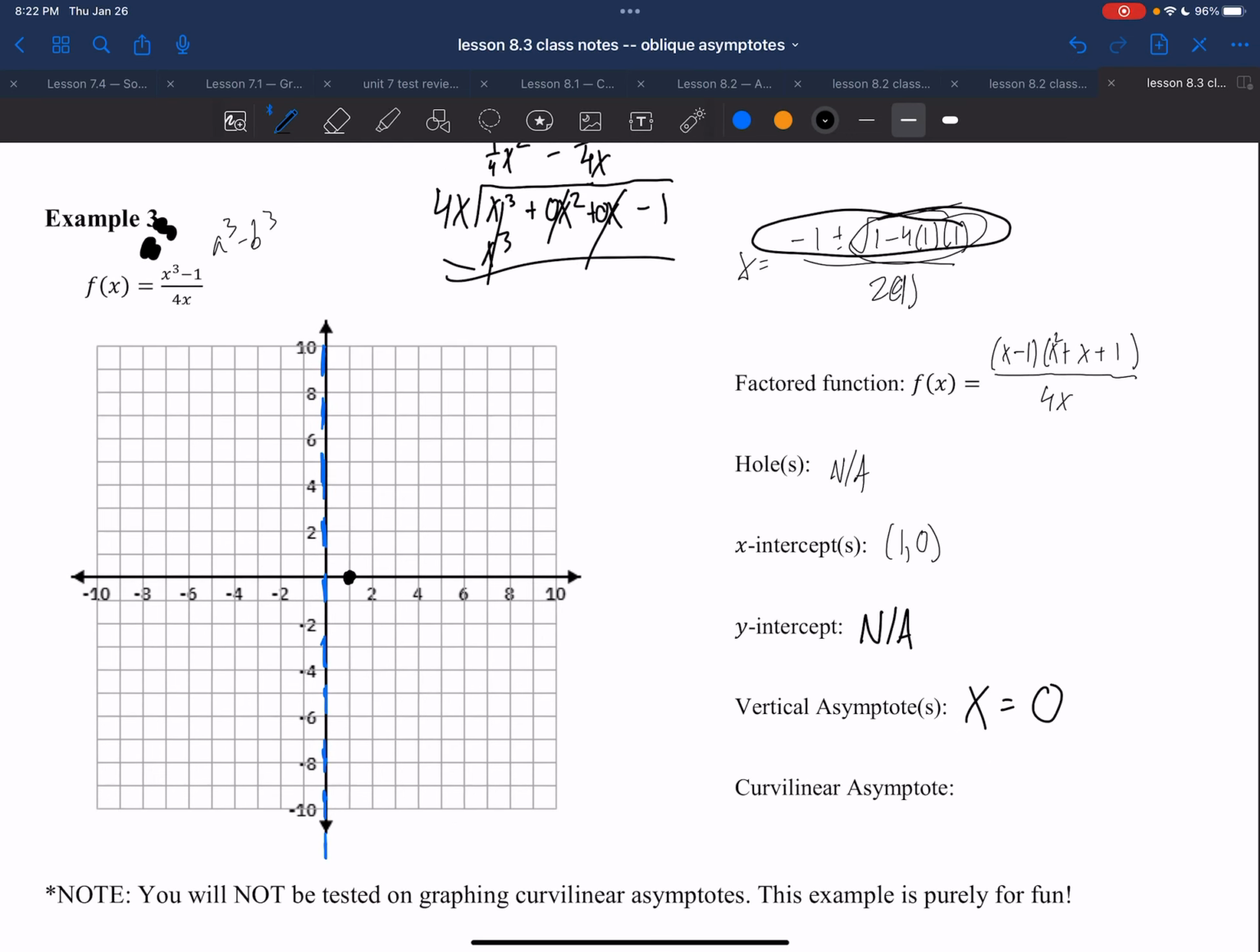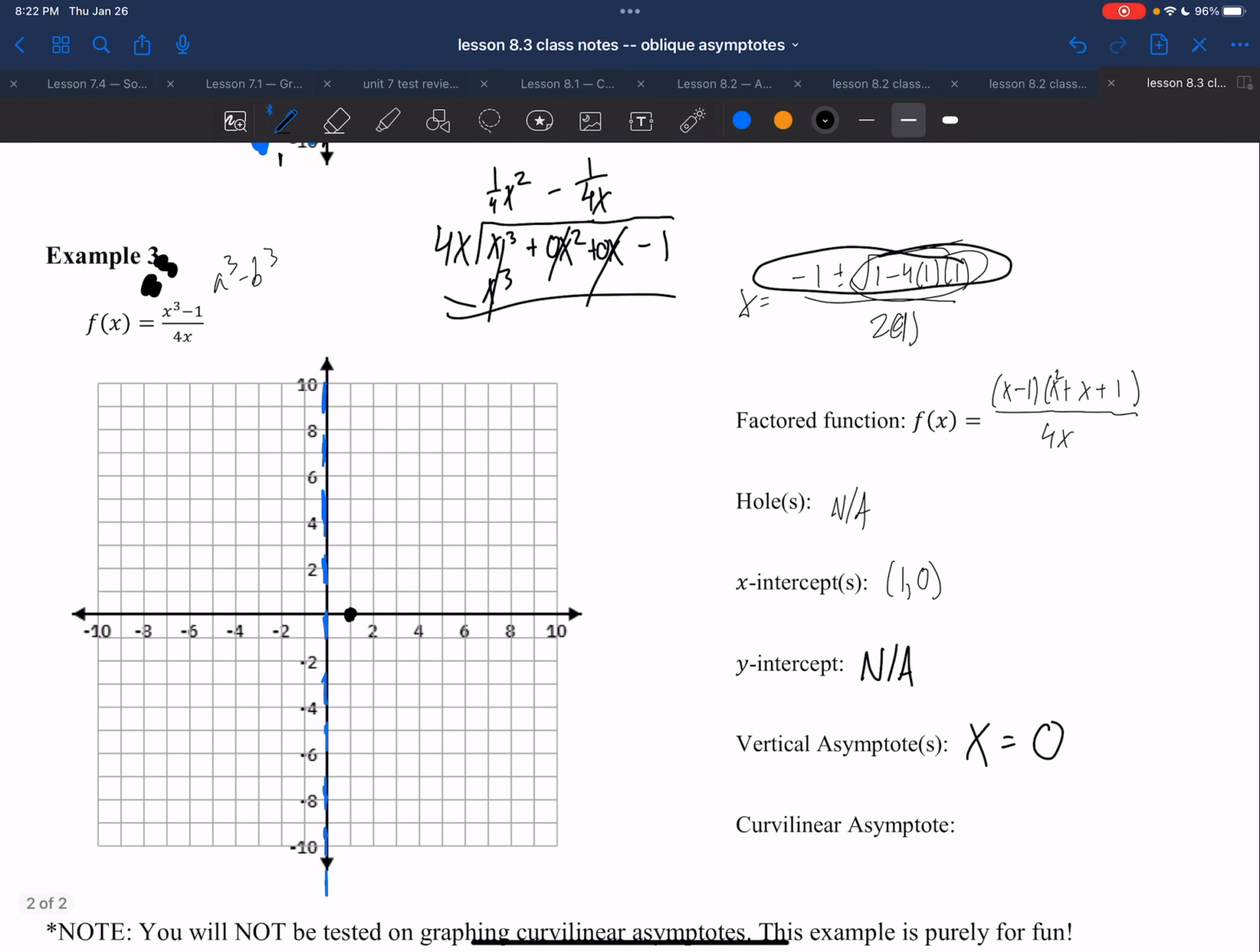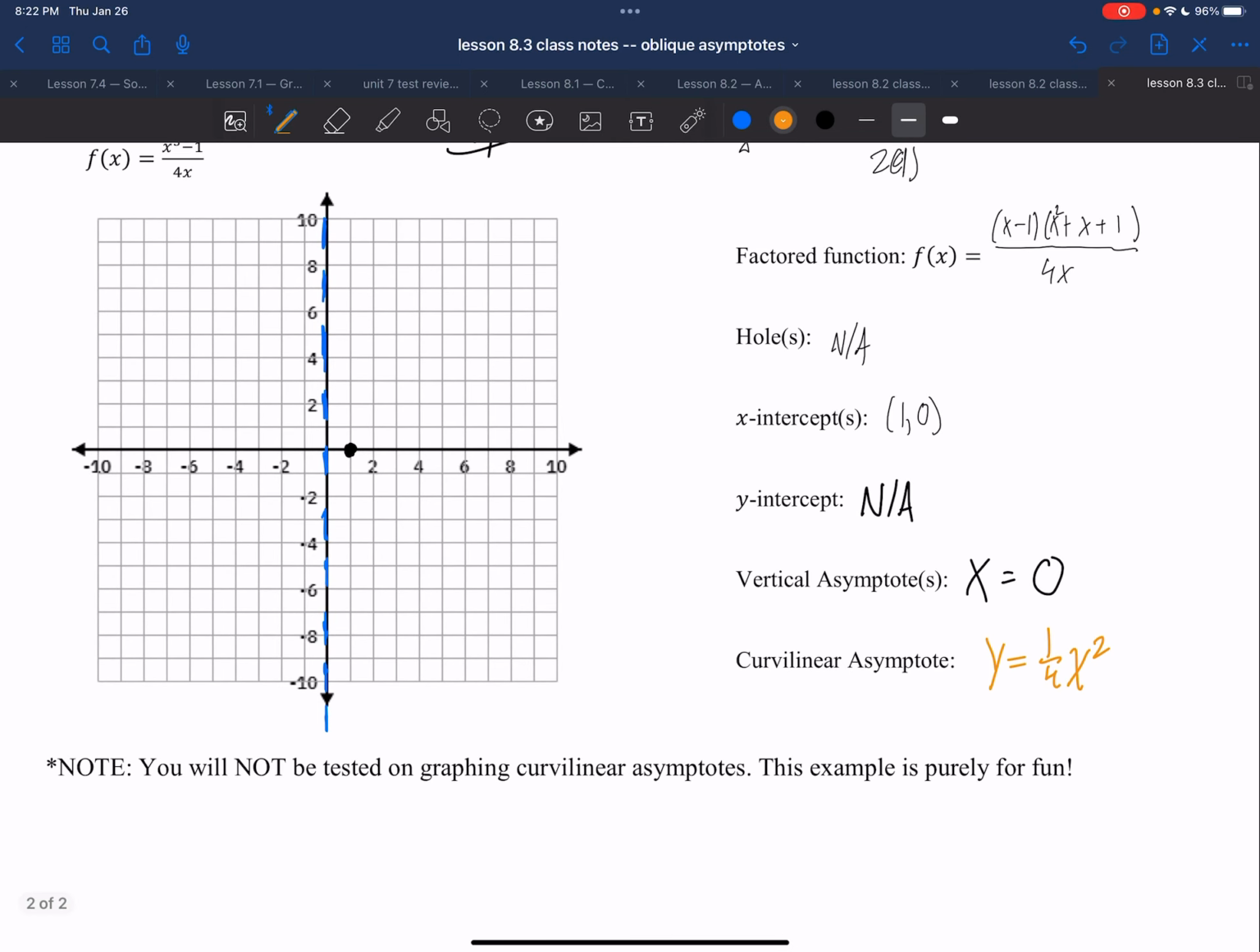So the curvilinear asymptote is a quadratic. Now we're going to still X out this. We don't care about the remainder, which means this is my curvilinear asymptote: y equals 1/4 x squared. Now I have to plot a dashed line parabola because that's the asymptote. The asymptote is a parabola. It's not a line.